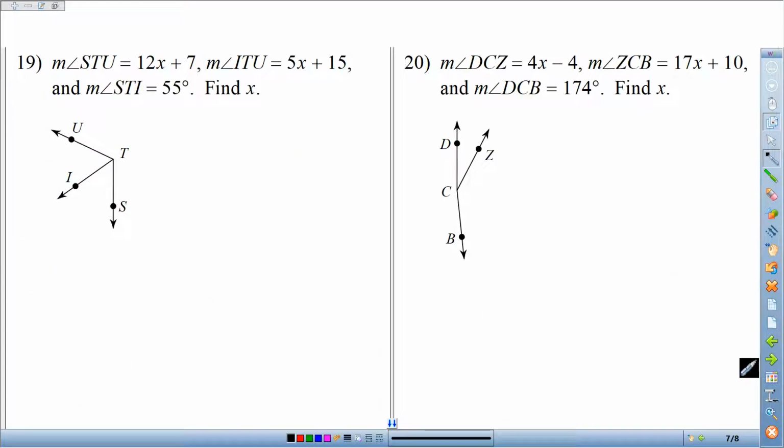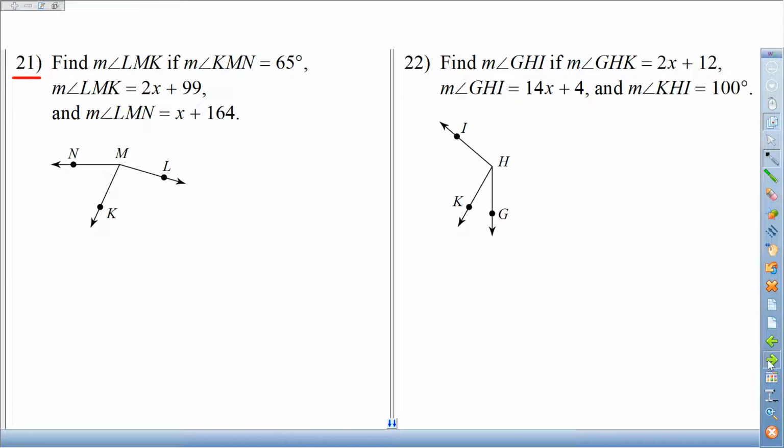Basically the last one I want to do is one of these problems that looks just like those others. They're just giving us weirder values for our angles. Again, putting this info on is extremely important. So let's start with this first thing. They want us to find the measure of angle LMK. LMK is this angle right here. That's what they want us to find ultimately.